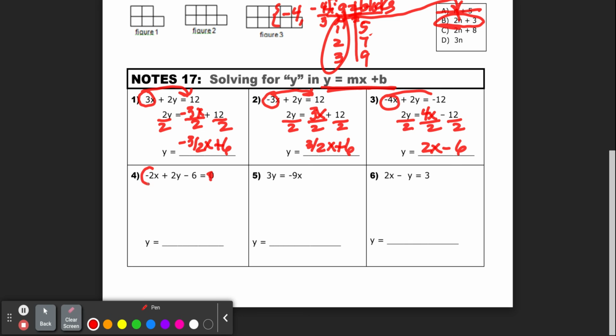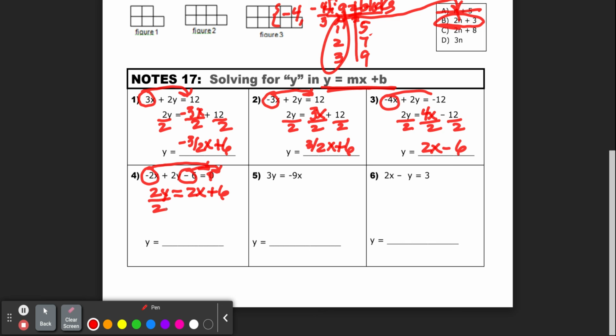So what we're going to do is take negative 2x and move it over, as well as the negative 6. When we move it across the equal sign, it changes signs. So this would be 2y is equal to a positive 2x plus 6. And then we're going to go through and divide every single thing by 2. So that cancels. So y equals, that cancels to be 1, so it'll be x plus 6 divided by 2 is 3.